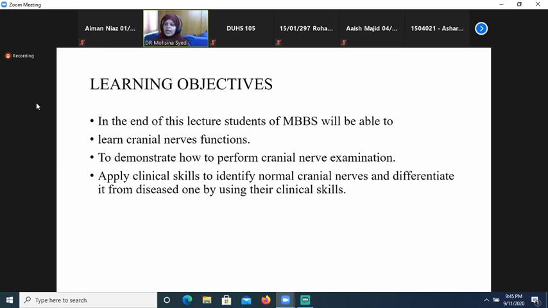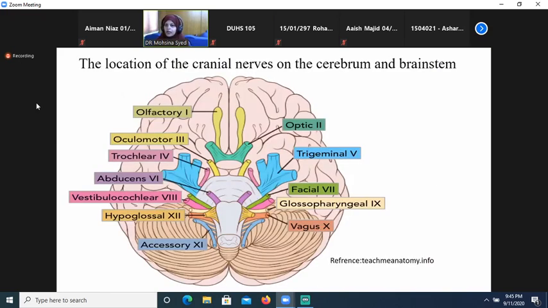Okay, as you all must be knowing, there are 12 cranial nerves. The first cranial nerve is the olfactory nerve. This is a picture of the cerebrum and the brainstem showing all the 12 cranial nerves. The first one is the olfactory nerve that carries the sense of smell through the olfactory nerve to the olfactory tract and then to the olfactory bulb. This is the olfactory bulb. Then this is the second cranial nerve, which is the optic nerve that carries the vision.